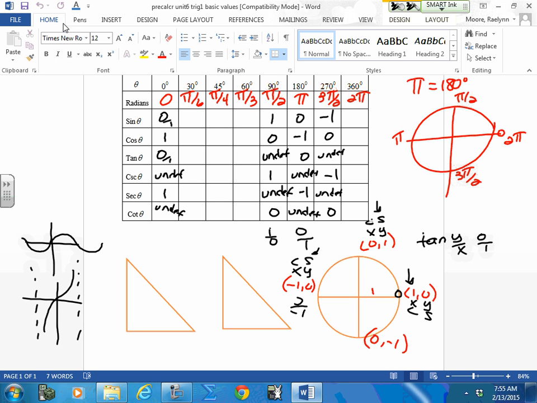Okay, now your 360 is the same as your 0. So 0, 1, 0, undefined, 1, undefined. Look at the way your 90 and your 270 behave. They behave the same, right? Because look where their positions are. They're exactly the same position, 0, 1, 0, -1. They have to behave the same. And your 180 and your 360, they behave the same. Because they're in the same position where your 0 is located. So really trig is all about the patterns that you find.